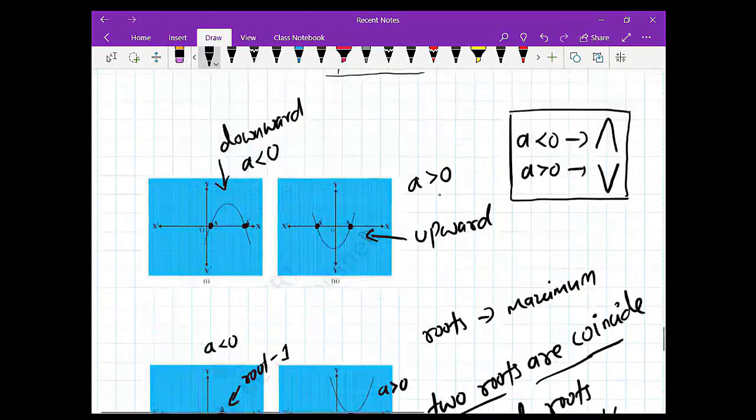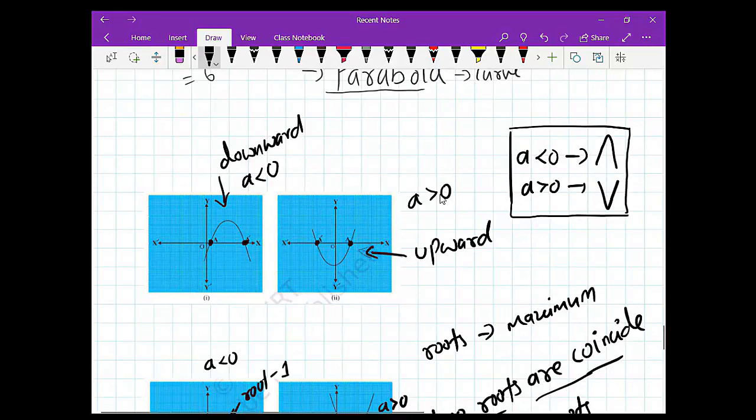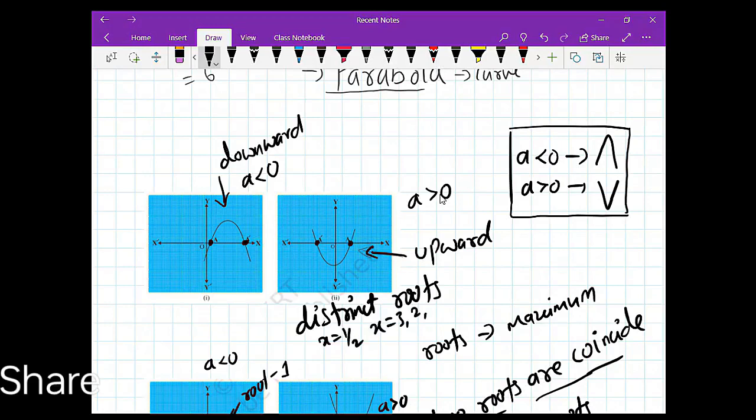If two roots are there, two roots means two different roots, two distinct roots, where both roots are different. If one is x equal to 1 by 2 and the other is maybe x equal to 3 or x equal to 2 or anything, both are different roots. At that time, we get different intersecting points on the x-axis.